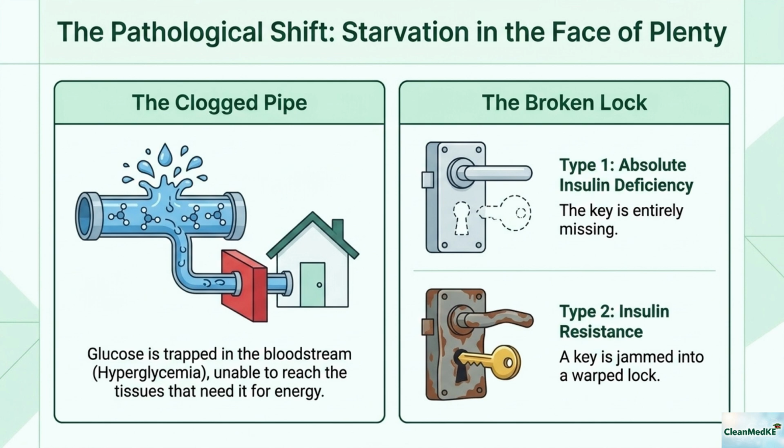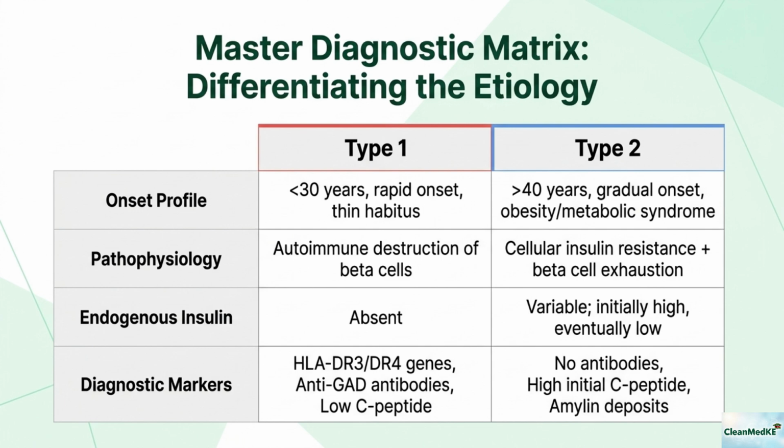Think of high blood sugar, or hyperglycemia, as a clogged pipe. Glucose is trapped in the bloodstream, unable to feed the tissues. In type 1 diabetes, the key is entirely missing due to an absolute insulin deficiency. In type 2, the key is jammed in a warped lock, representing insulin resistance. How do we differentiate the two? This master matrix breaks it down.